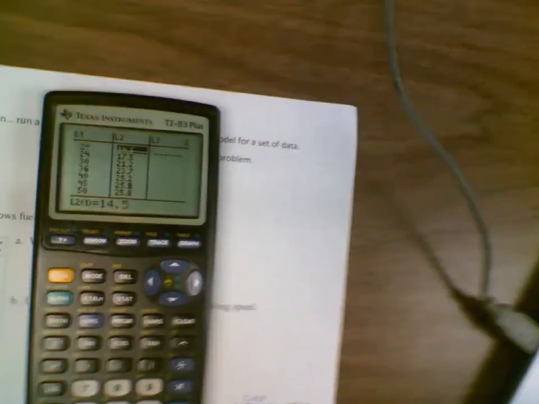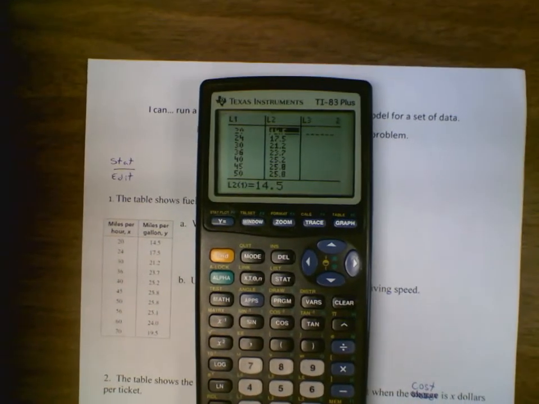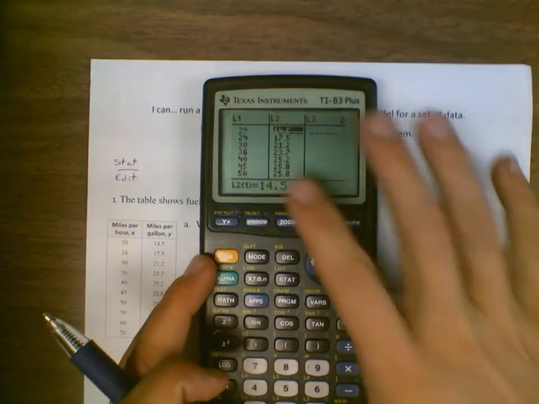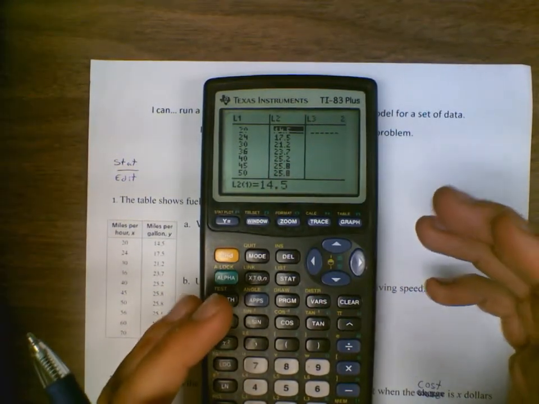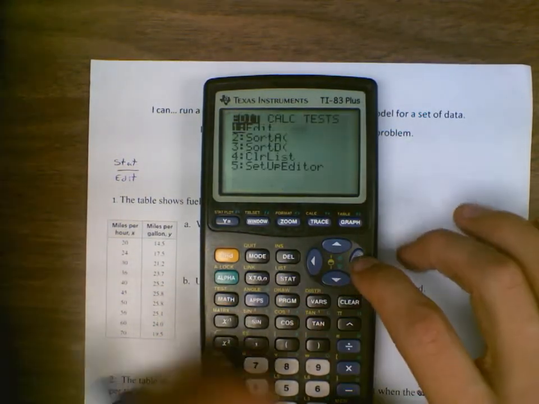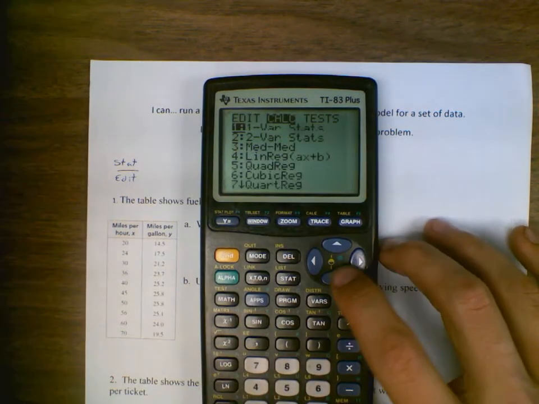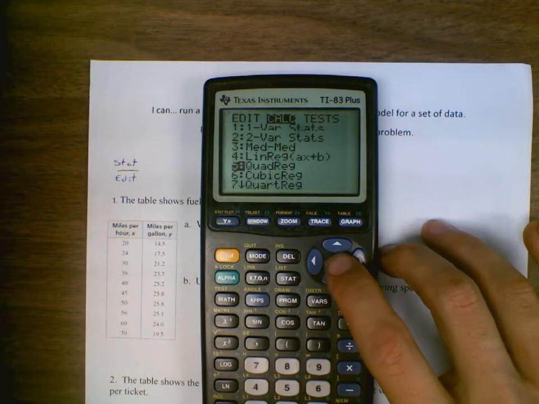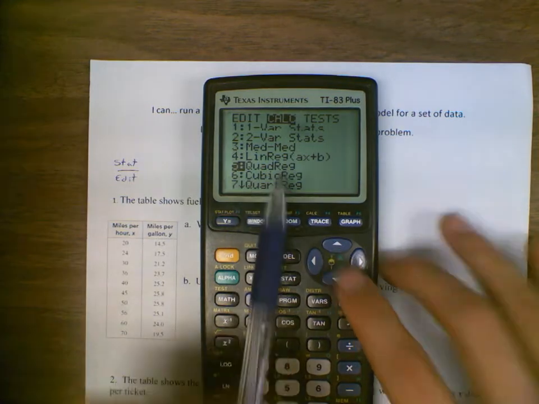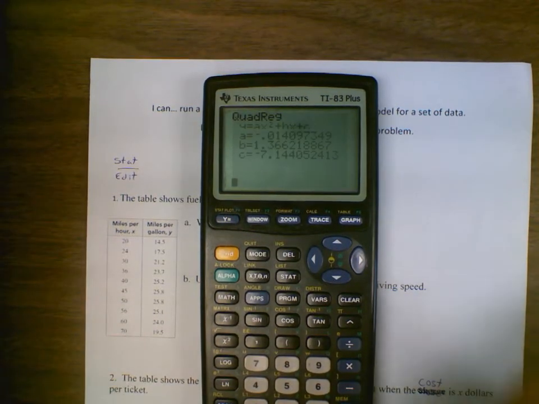Adjust this a little bit. There we go. Okay, so once you have your data in your calculator, now you want to run the regression. So you're going to click back on stat. We're going to go over to where it says calc. And then this time, instead of doing number 4, it's number 5. We want the quadratic regression. Okay, and that'll give us our equation.